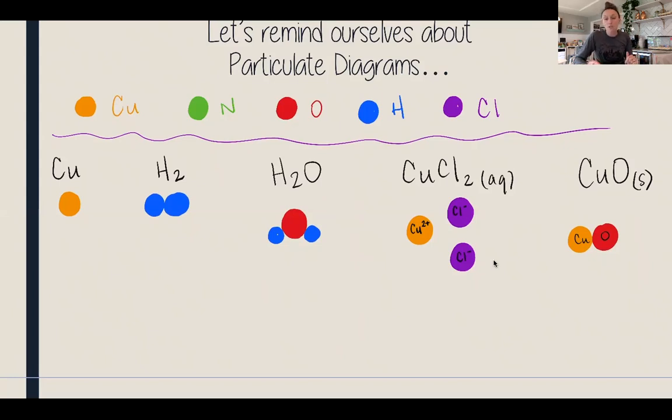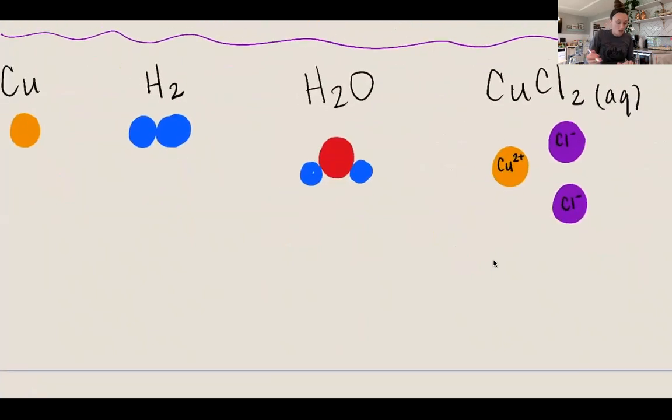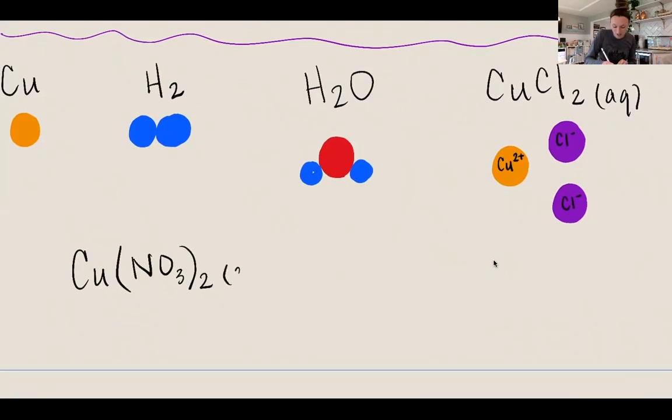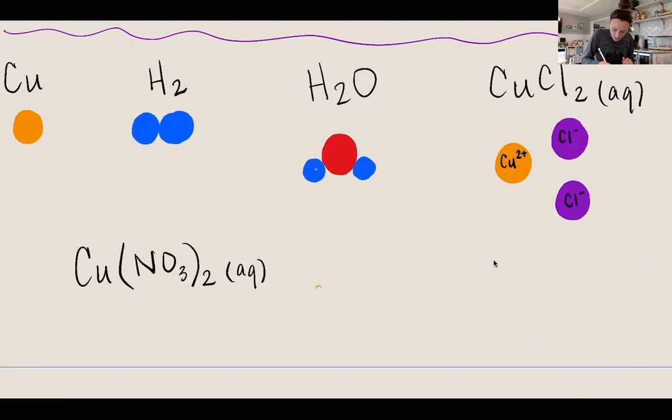Let's draw a particulate diagram for what copper 2 nitrate would look like. So Cu(NO3)2. This kind of has a bunch of different things going on. And because remember, it has this nitrate, anything that has a nitrate anion is going to be aqueous, right? So what's my cation? My cation is copper. And when this dissociates, I'm only going to get 1 copper out of it because there's only 1 copper in the compound. So it's going to dissociate into a copper ion.